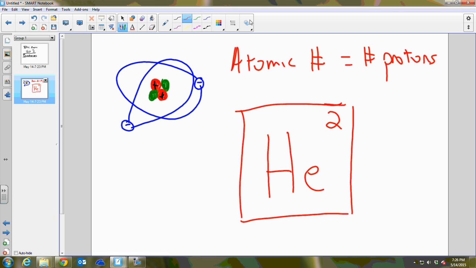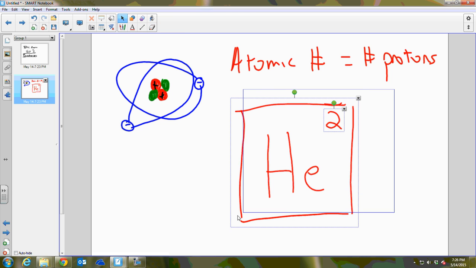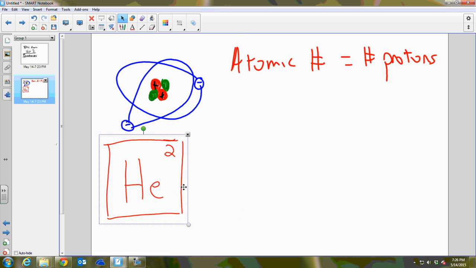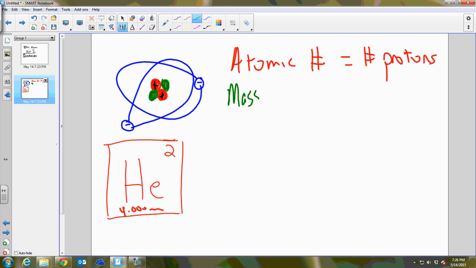Now, down at the bottom, you have another number, and this other number down here, 4.0 something something, is called the mass number, or the atomic mass, you'll sometimes see it called. And this is the mass of the atom. Typically, this is the number of protons plus the number of neutrons.